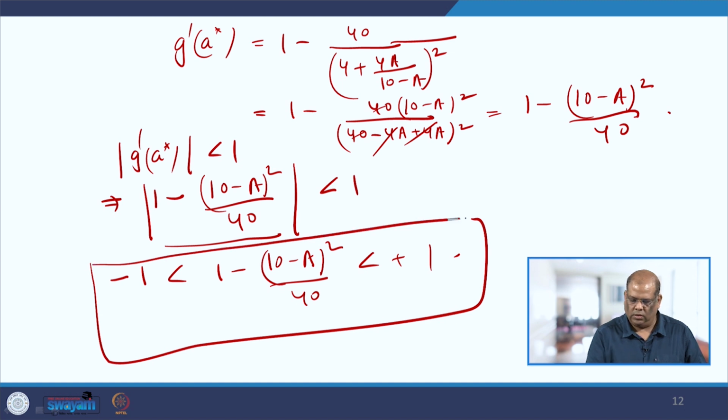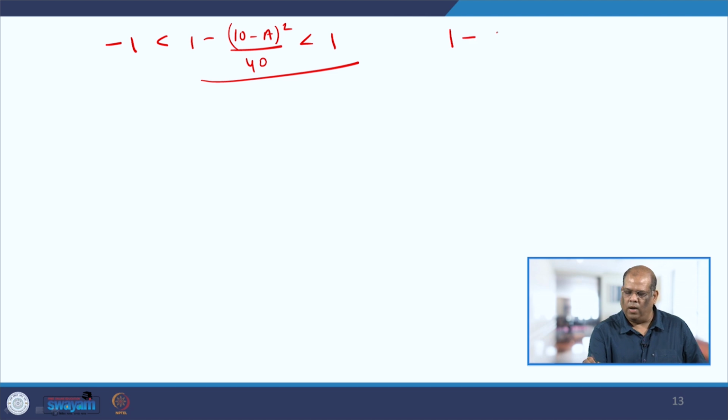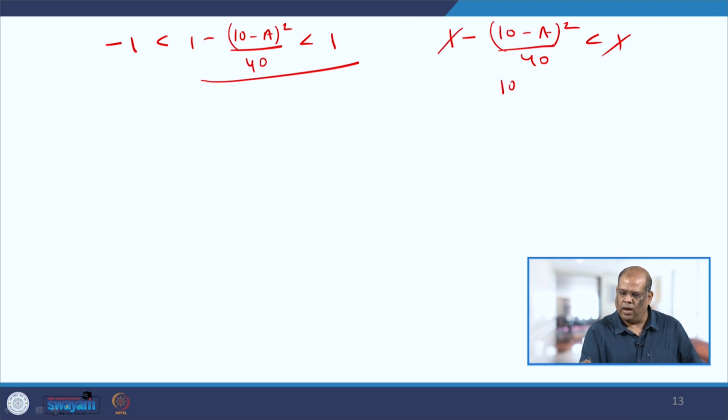So let us quickly solve the inequality. After this step, we just simplify this, and I have minus 1 less than 1 minus (10 minus A) whole square divided by 40 less than 1. So if I consider this 2, I will get 1 minus (10 minus A) whole square by 40 less than 1. This and this cancel. So I get (10 minus A) whole square greater than 0. If I change the sign, I have to change the inequality sign also, and this is obvious.